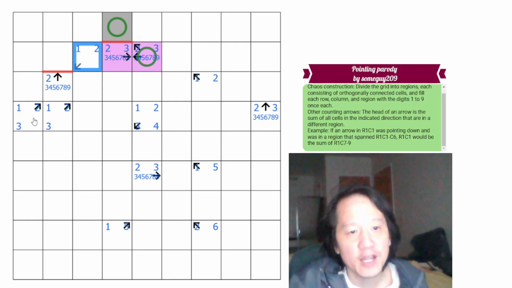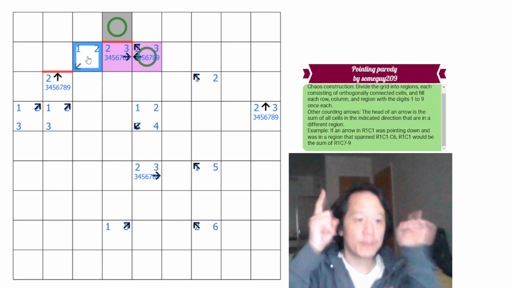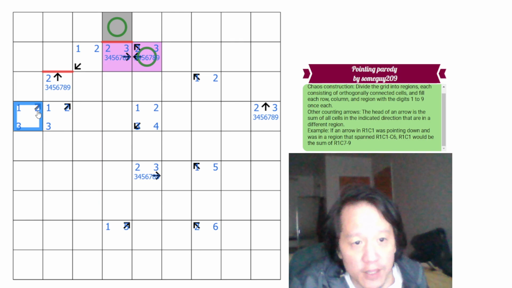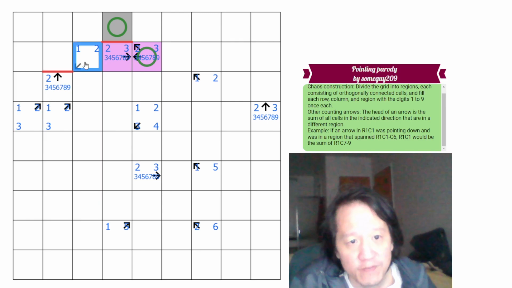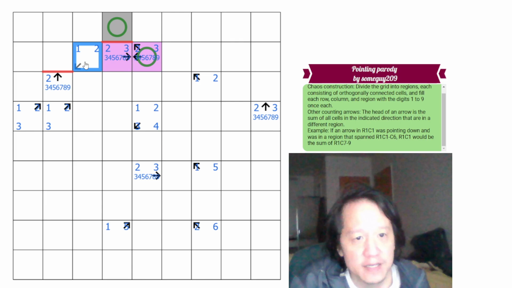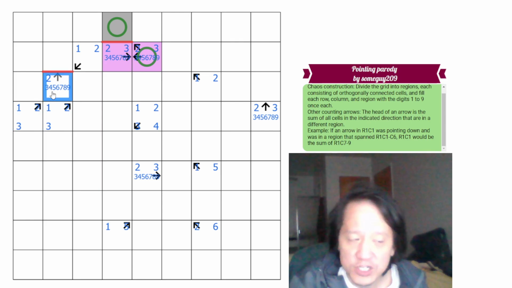Therefore you're saying this must be the sum of this. If they are part of different regions, you're saying this must be the sum of this and another digit, because it can't be the same number. We've already shown that. And this must be the sum of this and another number, which is not allowed.